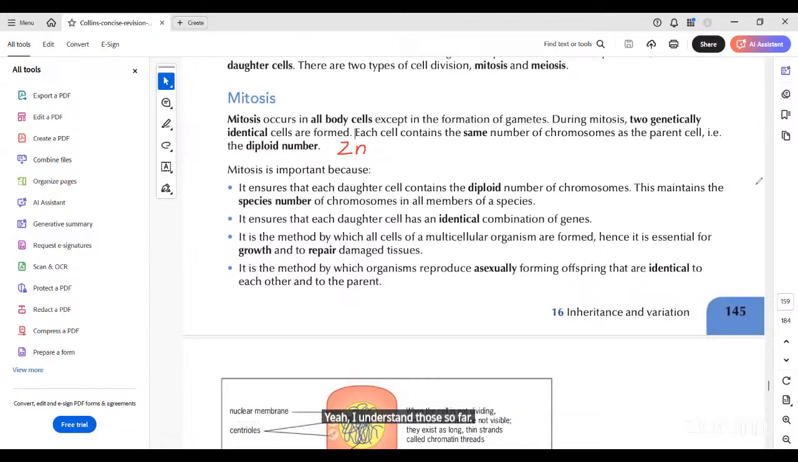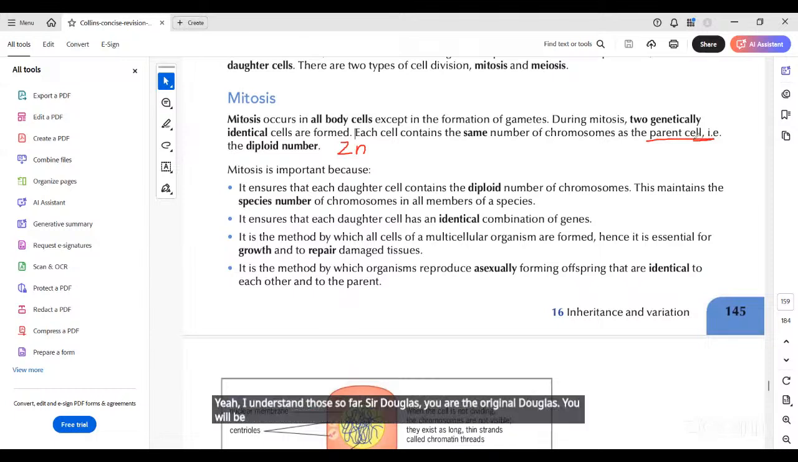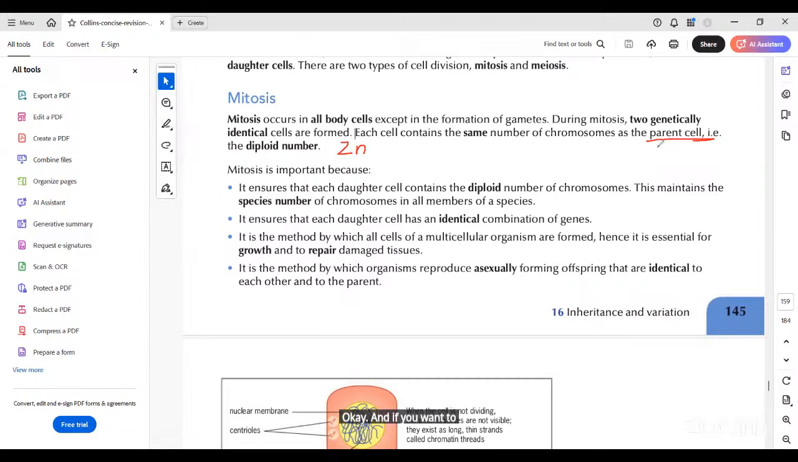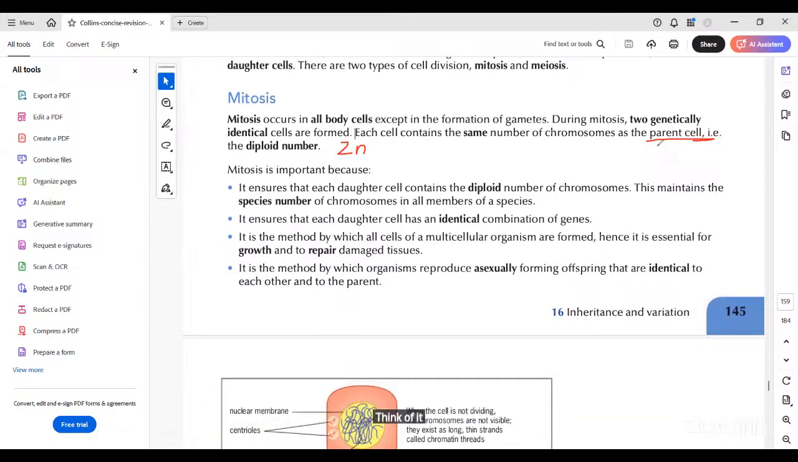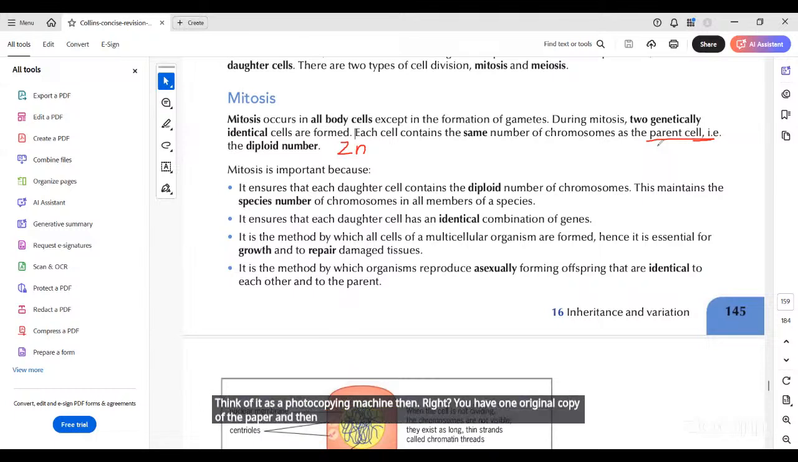So Douglas, you are the original Douglas, so you would be the parent cell. And your clone would be the daughter cells, right? The cells that are made from you, the copies that are made from you. Think of it as a photocopying machine. You have one original copy of the paper, and when they photocopy it, it's the exact same paper.